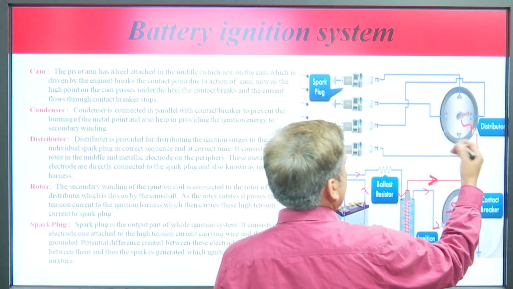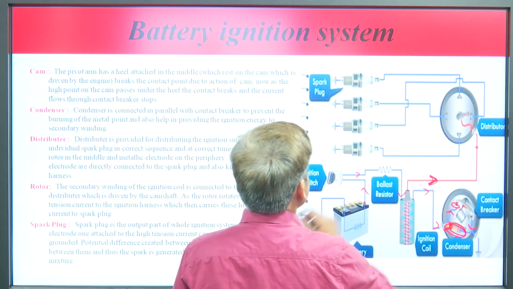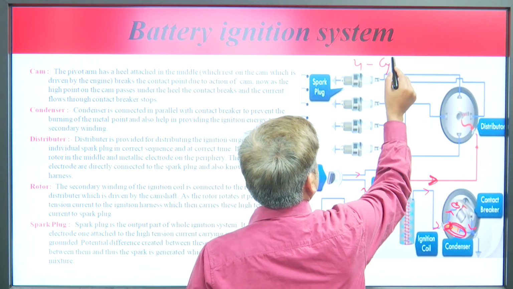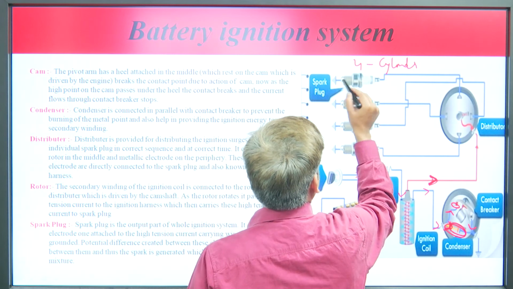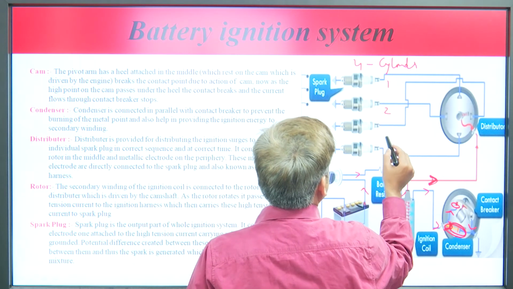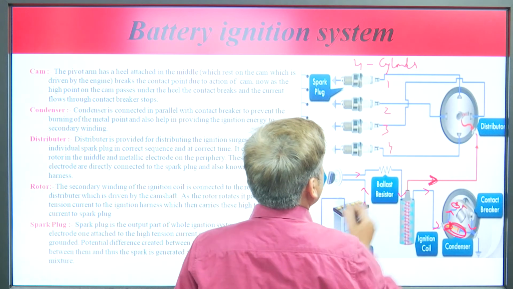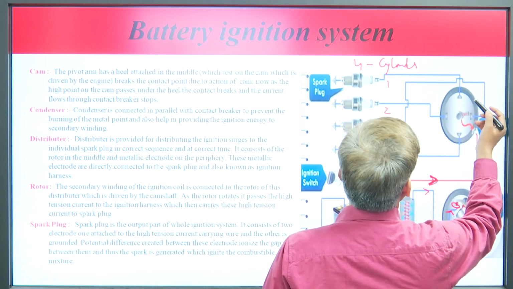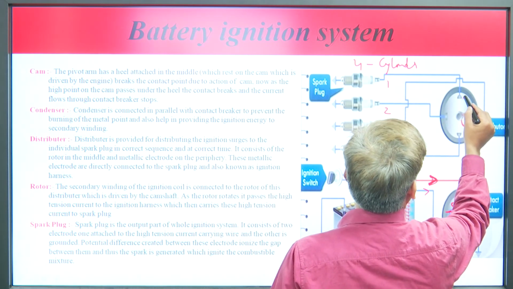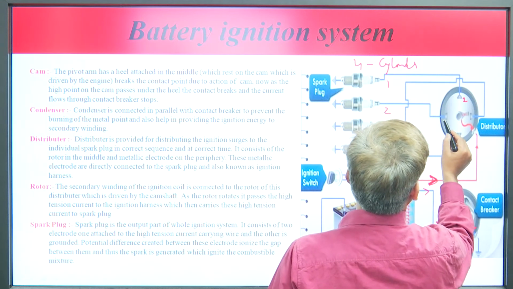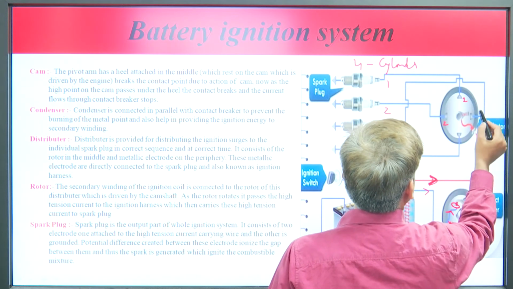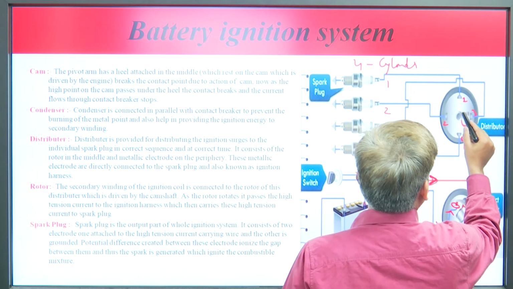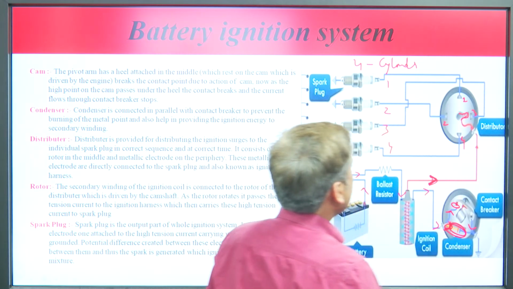The distributor has its own electrodes. Let us say I am using this for a 4 cylinder engine. So, it will have 4 spark plugs, 1, 2, 3 and 4, and each spark plug is connected to a distributor electrode: this is 1, this is 2, this is 3, and this is the 4 electrode, and this is the arm, the distributor arm.